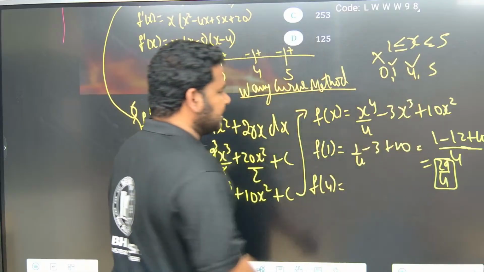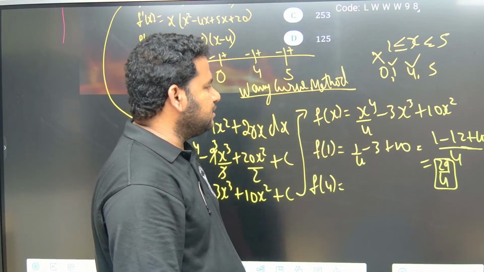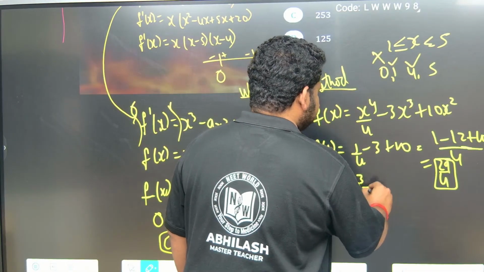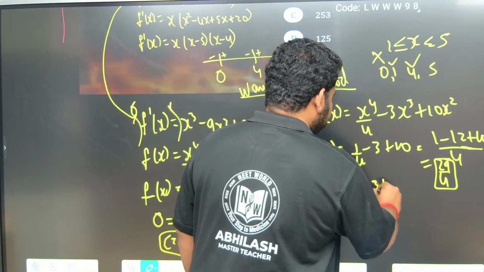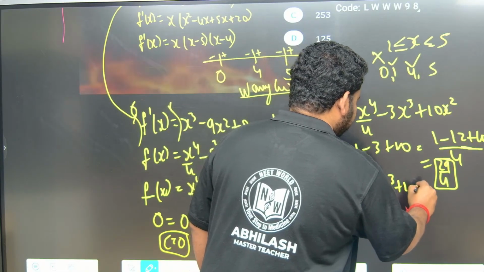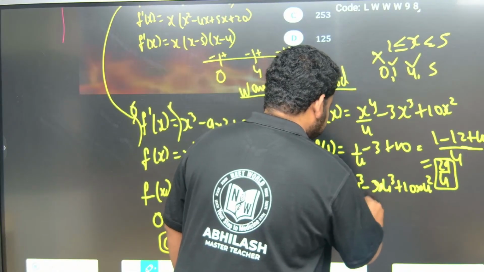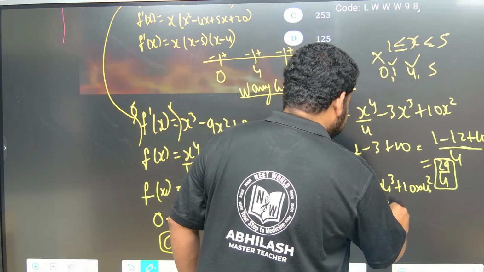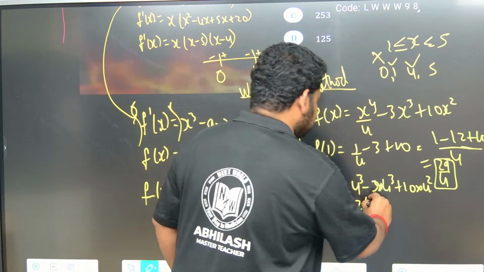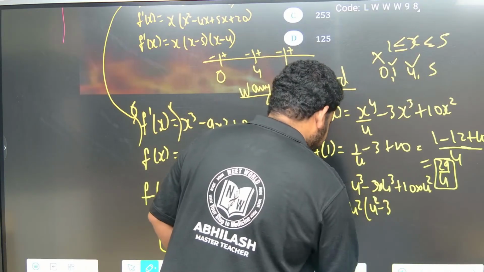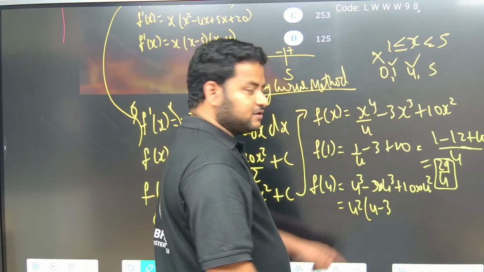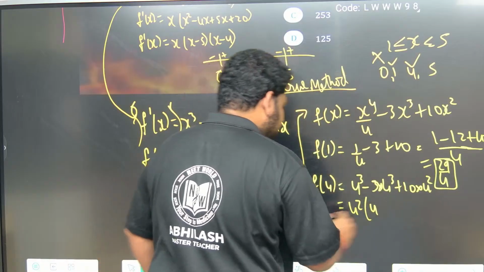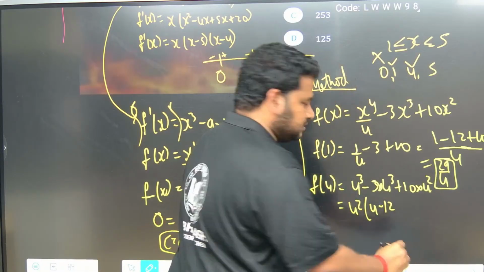For f of 4, what will I get? 4 power 4 divided by 4 is nothing but 4 cube, minus 3 into 4 cube, plus 10 into 4 square. I can take 4 square common. This will become 4 minus 3 into 4, that is 12, plus 10.